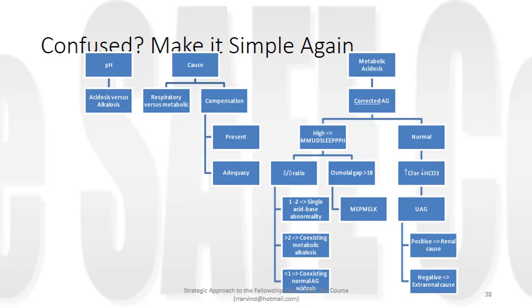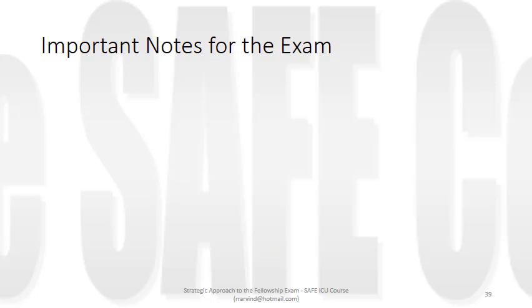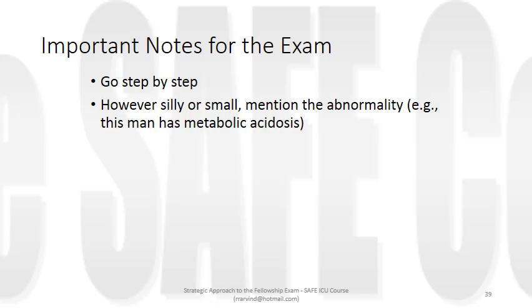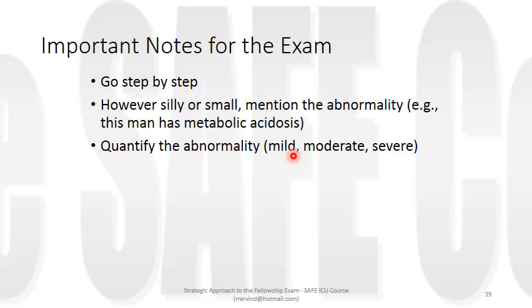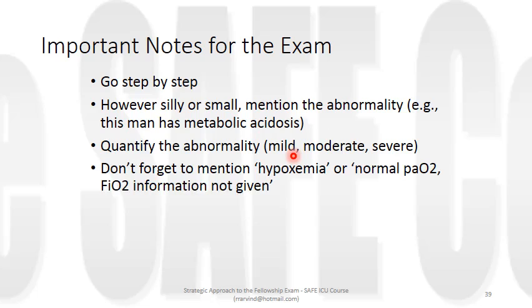Now, I've called this important notes for the exam, but I guess this is important for anything, even for clinical interpretation. Just go step by step, and however silly or small, you mention the abnormality, okay? This man has metabolic acidosis, and whether it's mild, moderate, severe, that kind of thing. Okay, quantify the abnormality. Don't forget to mention other things. The patient may have hypoxemia or all those things.